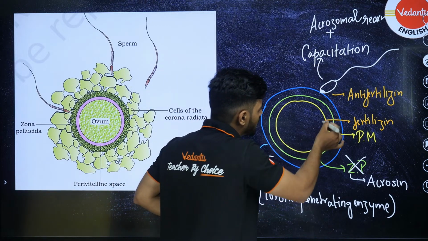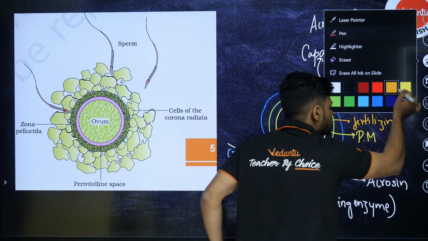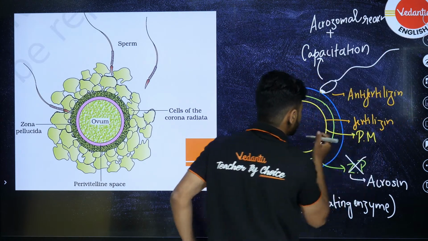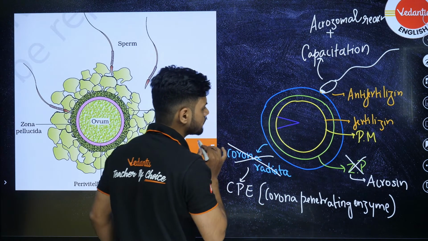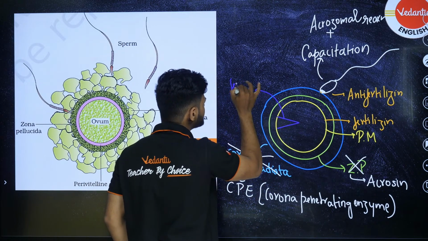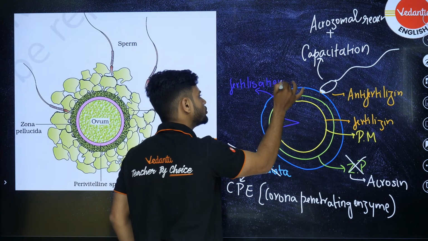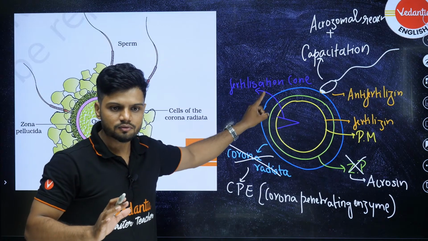As soon as the sperm comes in contact with the plasma membrane, there is formation of some cone here. Can you see? There is a formation of a cone here. It is called the fertilization cone.